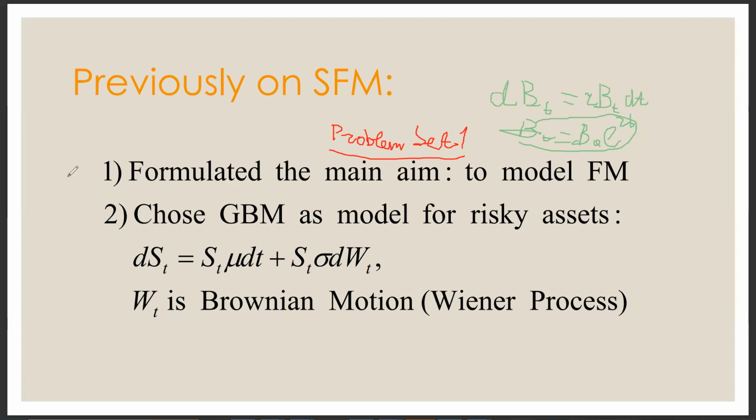Okay. The next step, we chose geometrical Brownian motion as the model for the risky asset. It is a stochastic differential equation where this W_t is a Brownian motion or Brownian process. And maybe you remember what the properties of this process are. After this, it was in problem set 2.